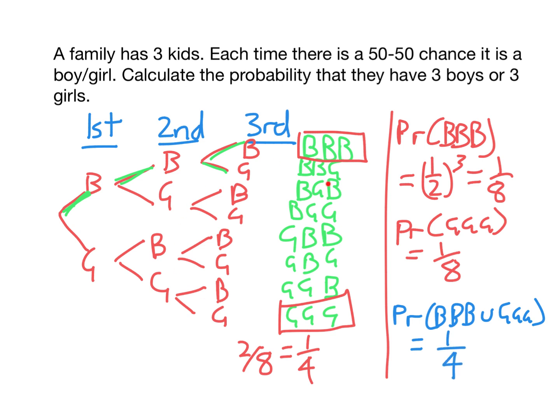So tree diagrams are easy to use, but they take a while. This one's a little harder because you had to realize that 3 boys or 3 girls includes both of these outcomes. Sometimes people forget one. So either method you use is fine. All right, let's look at one more example.